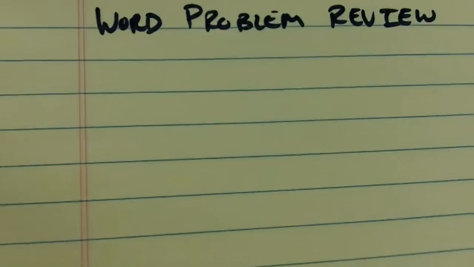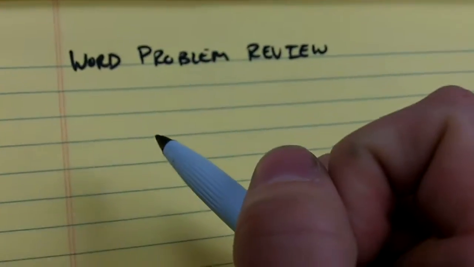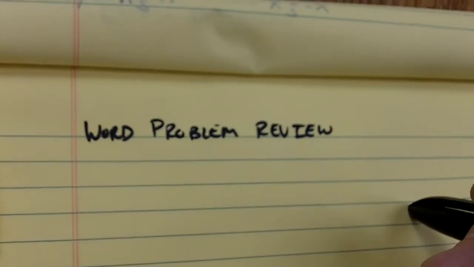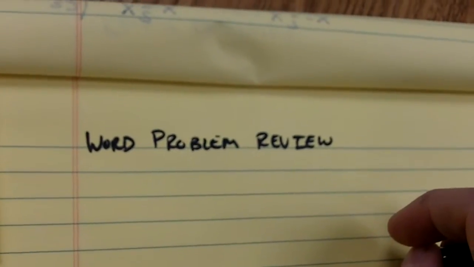All right, today we're reviewing all the word problems we've looked at this week. We've looked at distance equals rate times time problems. We looked at mixture problems. So today we're reviewing. I gave you a 10-part homework assignment.